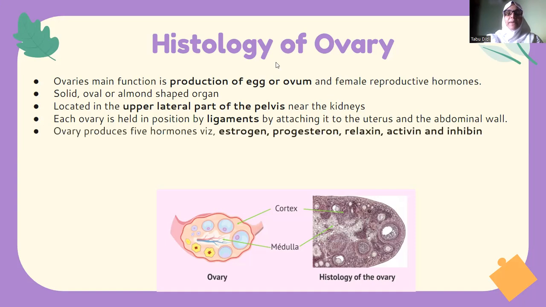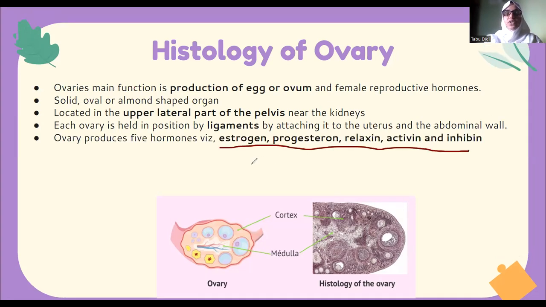What are the hormones that are produced by the ovaries? It has these five main hormones: estrogen, progesterone. Sometimes you also write E over here, so that is also okay. Relaxin, activin, and inhibin. These are the major hormones that will be produced by the ovary.